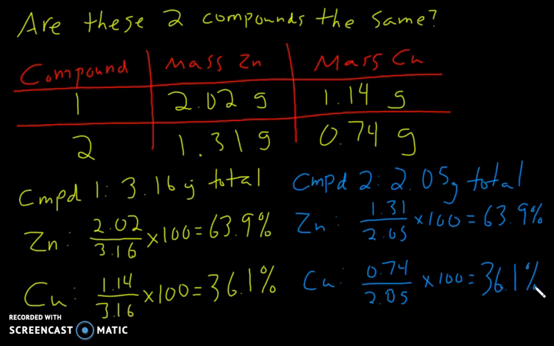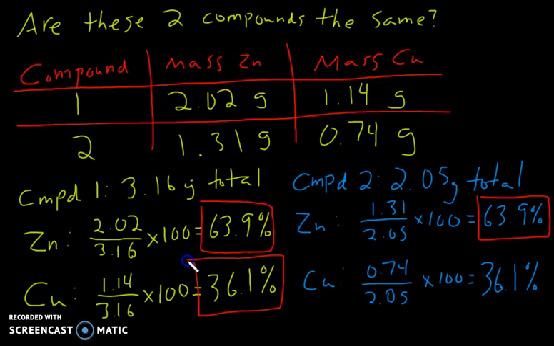So, now that we've found our percent compositions, we now compare them to see if they are the same. If they are the same for both zinc and copper, then we have the same compound. So first, if we look at the zinc, we've got 63.9% for compound 1 and 63.9% for compound 2. And for the copper, we have 36.1% for compound 1, 36.1% for compound 2.